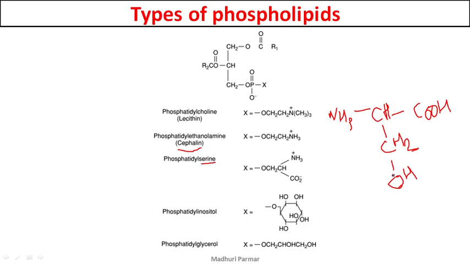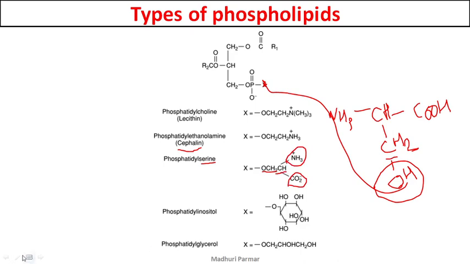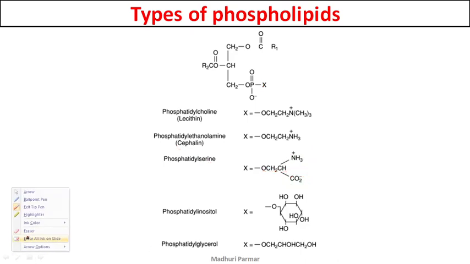Right? So where is this serine attached, through this OH? Okay, this O will be making a bond with this phosphate. So you can see here O, CH2, this one, CH, and then CO2 minus, which is actually a carboxylic acid group, and on the other hand you have an amino group. Fine. So that is your phosphatidyl serine.